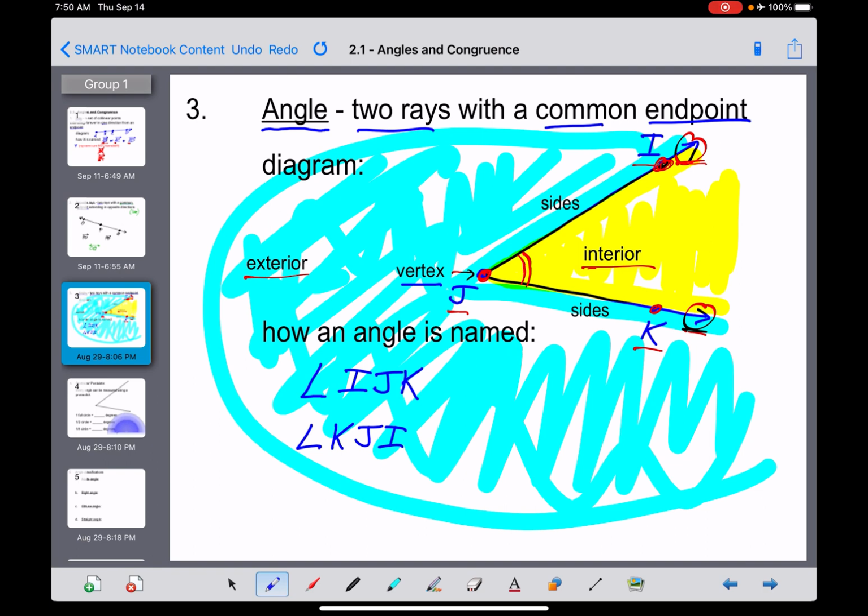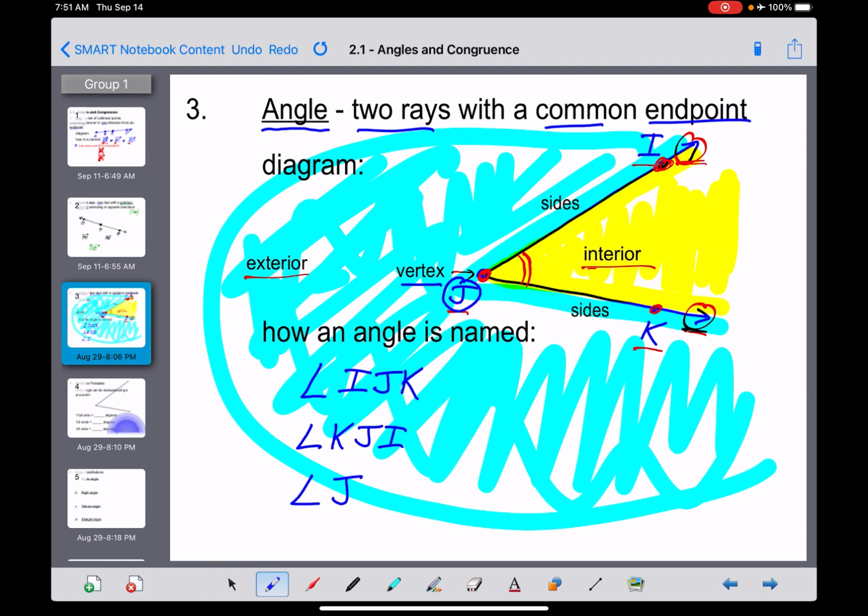However, there's a couple shortcuts we take as well. If the diagram is relatively simple, you can get away naming an angle just by its vertex, which in this case here was point J. Now I'll show you in a minute when you can't do that, but in this example, because there's only one angle here drawn, you can call that simply angle J.